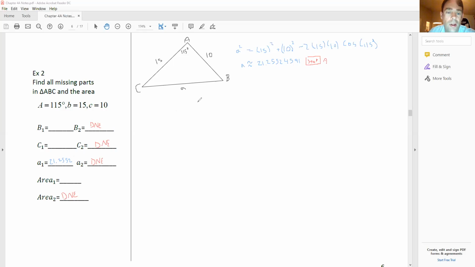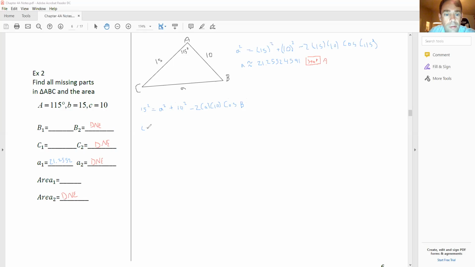And then it's a matter of just figuring out which angle you like to do. Again, I usually go for the angle that's opposite the biggest side. Doesn't matter, friends. So I'm going to use 15 squared equals, I know what A is now, that's 21.2552, yada, yada, yada. But I'm just going to write it as A because I stored it in my calculator. Minus 2 times A times 10 times cosine of B.